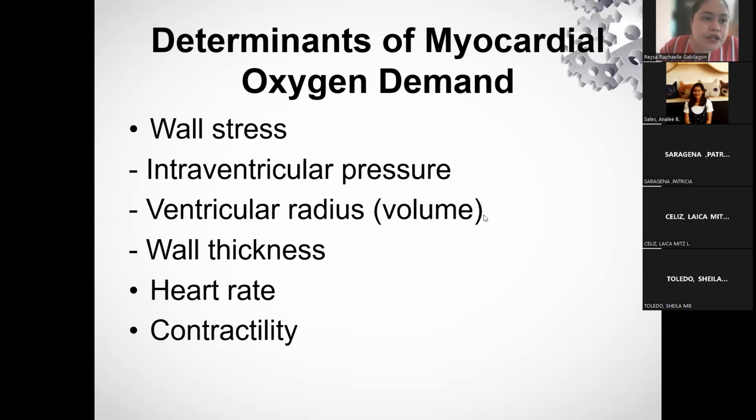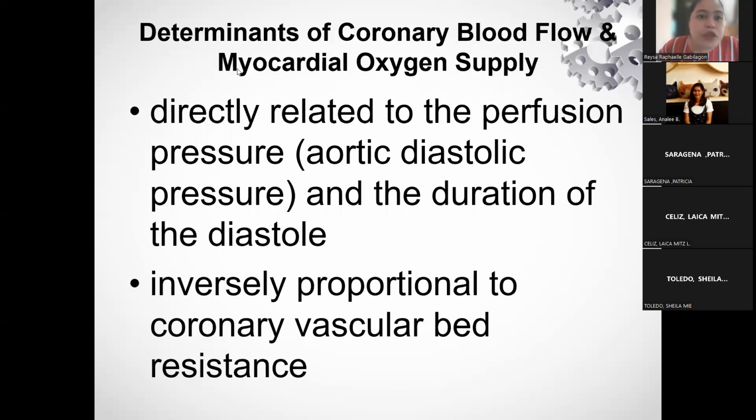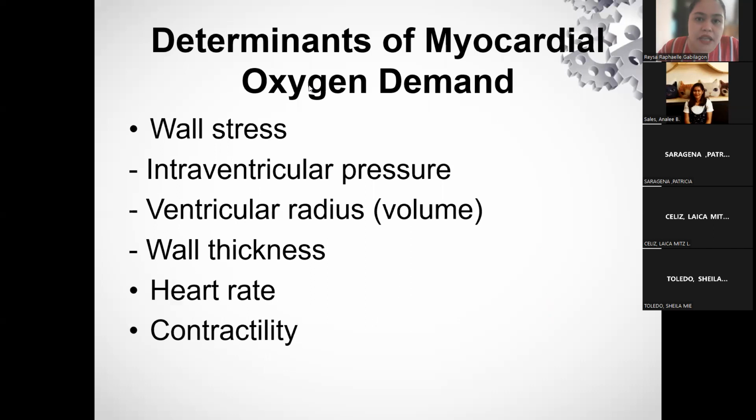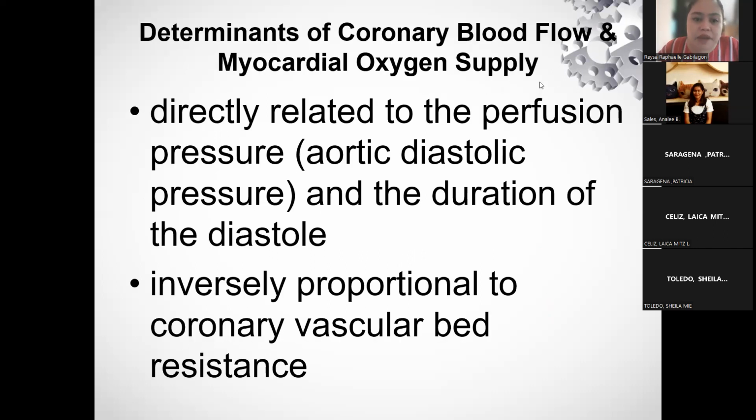Therefore, the relationship here is directly proportional. So when I say directly proportional, pag mataas ang heart rate, mataas din yung oxygen demand and all the other things there. Directly proportional sila. Now, ito naman ang determinants of coronary blood flow and myocardial oxygen supply. This one is for the demand, this is for the supply.